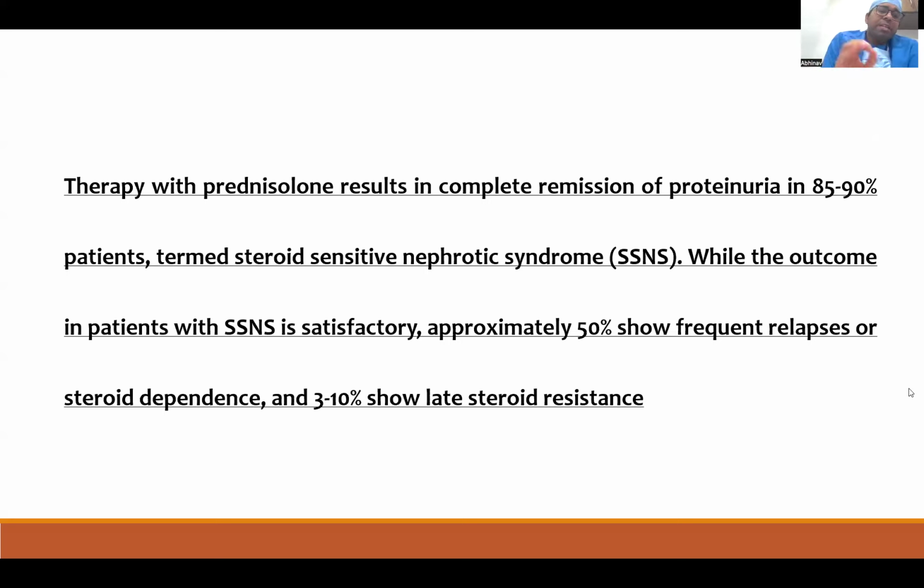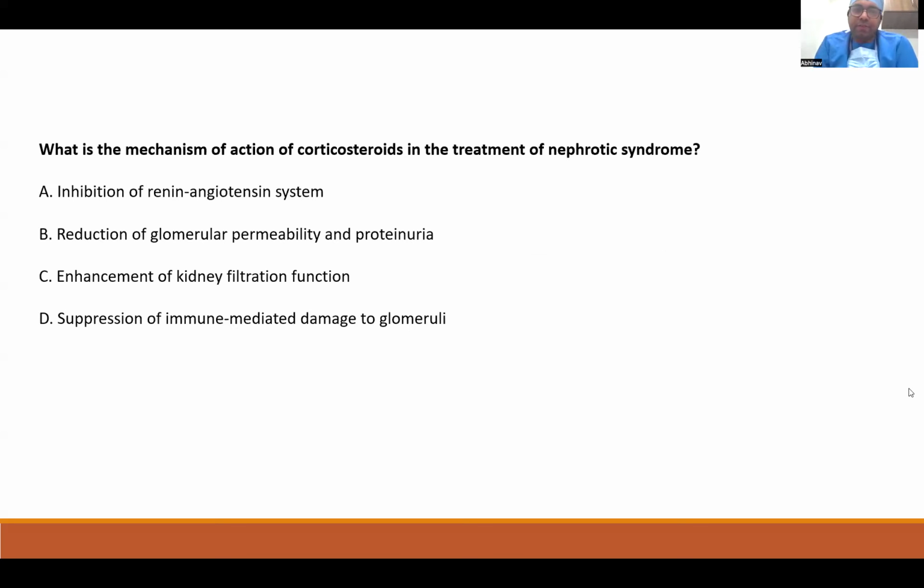While the outcome in steroid sensitive patients is satisfactory, approximately 50% show frequent relapses or steroid dependence, and 3 to 10% show late steroid resistance. So they are steroid sensitive to begin with, then later they end up as steroid resistant. But most of the time, 85 to 95%, it is steroid sensitive.